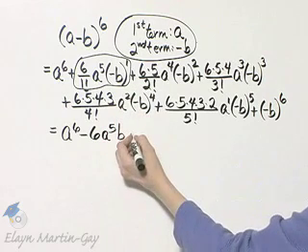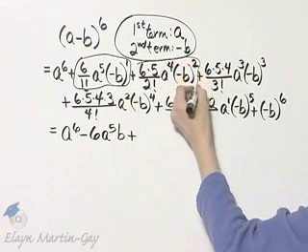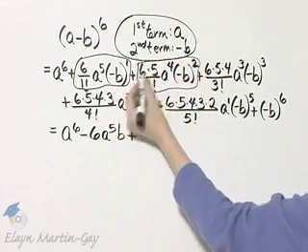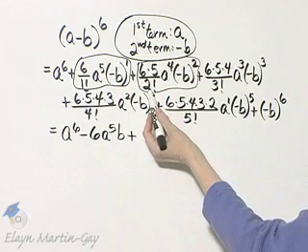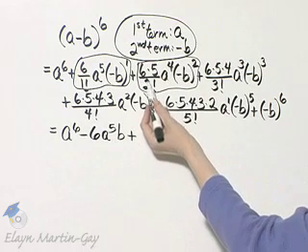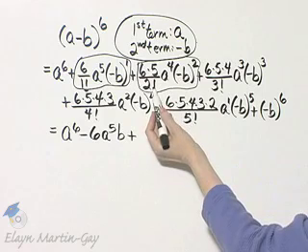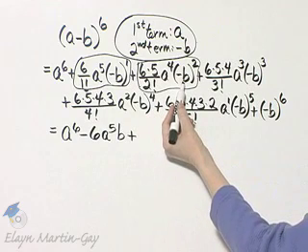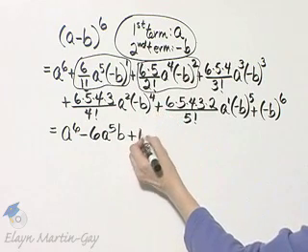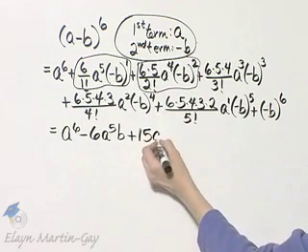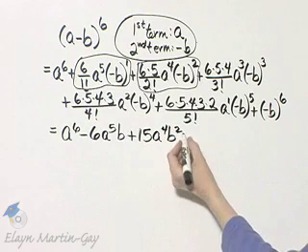And let's do one more term, plus, let's look at this term. This is one term. 6 times 5 is 30. 30 divided by 2 factorial. Now, remember, 2 factorial is 2 times 1, or 2. 30 divided by 2 is 15. So I have 15. Now, negative b times negative b, that is positive b squared. So this will be 15 a to the 4th b squared. And you'll find that your next term is negative.